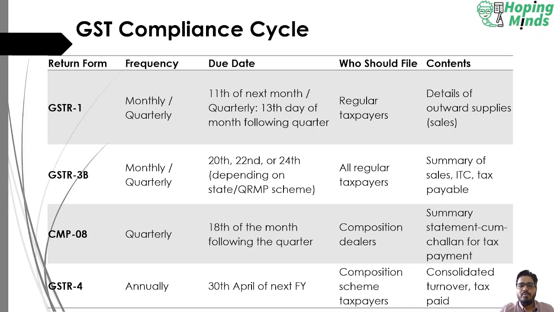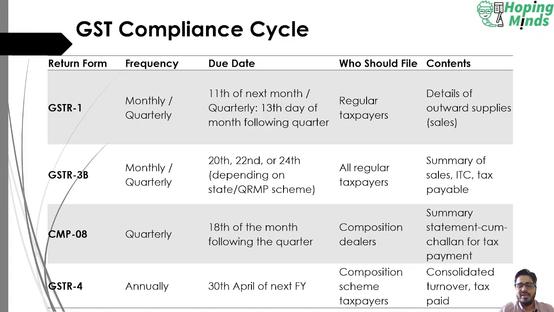Information like B2B sales, B2C sales, credit notes, debit notes, etc. can be amended in GSTR 1A. So next is CMP 08. CMP 08 is a summary statement cum challan for tax payment.